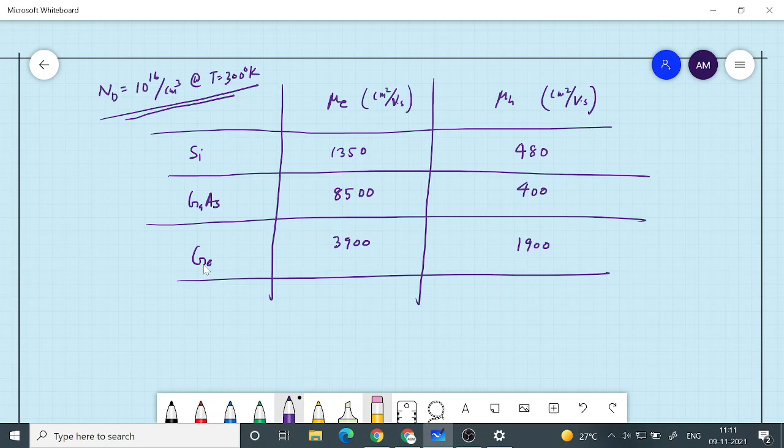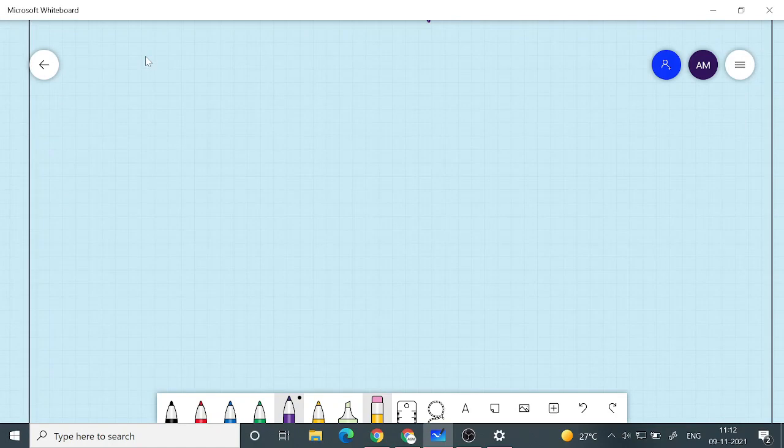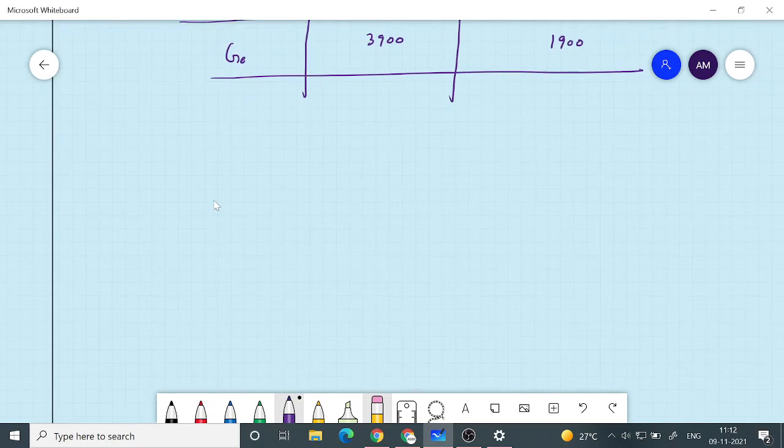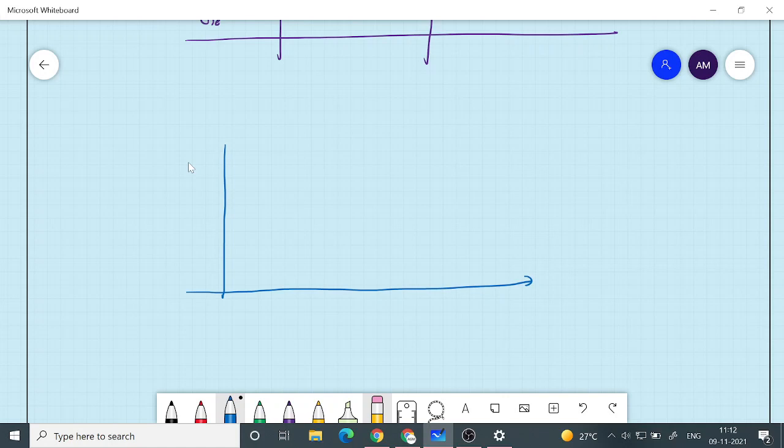Now, we also want a curve relating to the effect of doping: mobility versus doping. Earlier I drew a curve which connects mobility with temperature. Similarly, you can draw curves. I can give you data on how mobility, that is mu e in the same unit, centimeter square divided by volt second, changes versus impurity concentration.